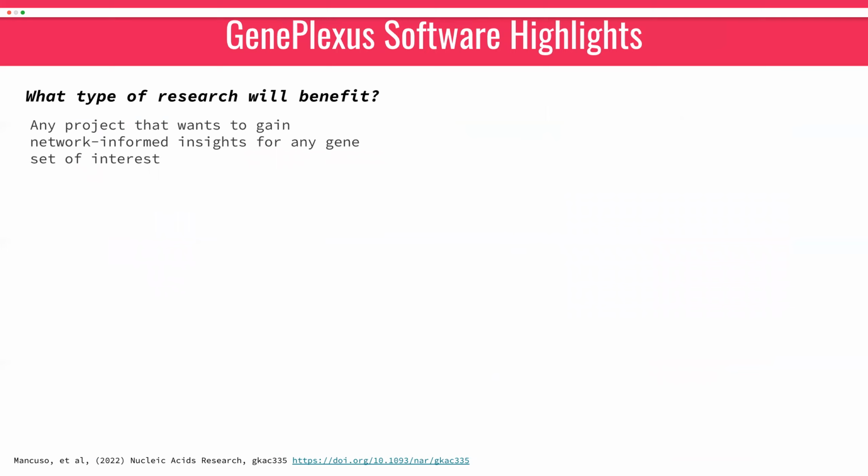What type of research will it benefit? It's really any project where you want to gain network-informed insights and you have a gene set of interest. So it's really task agnostic. If you have a gene set of interest, we think you can gain some insights by using our method.